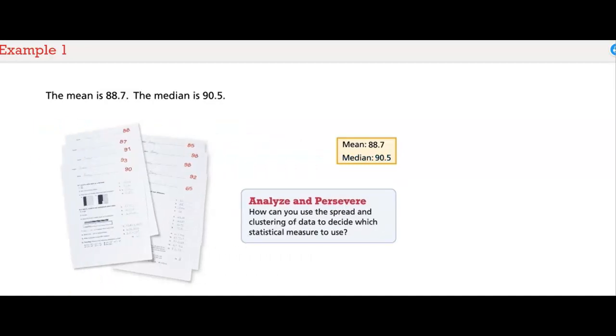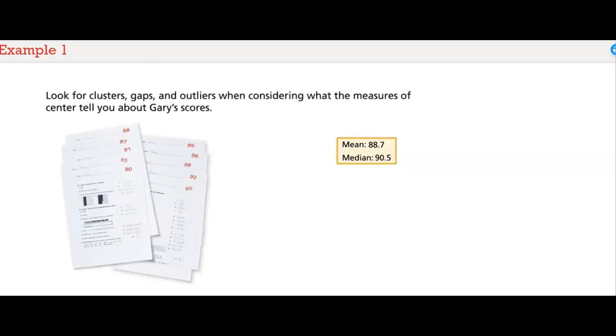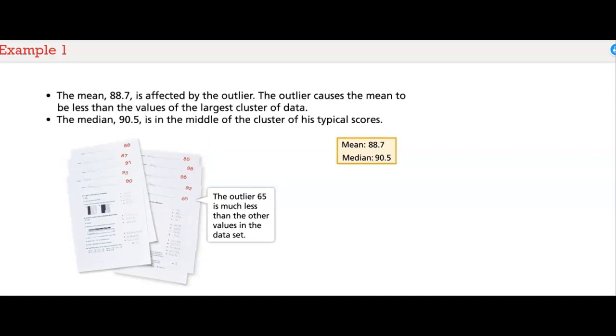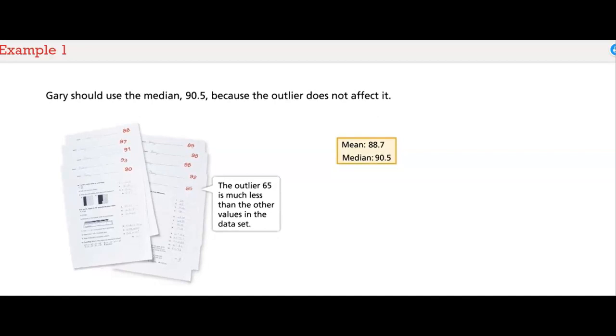How can you use the spread and clustering of the data to decide which statistical measure to use? Look for clusters, gaps, and outliers when considering what the measures of center tell you about Gary's scores. The mean, 88.7, is affected by the outlier. The outlier causes the mean to be less than the values of the largest cluster of data. The median, 90.5, is in the middle of the cluster of his typical scores. Gary should use the median, 90.5, because the outlier does not affect it.